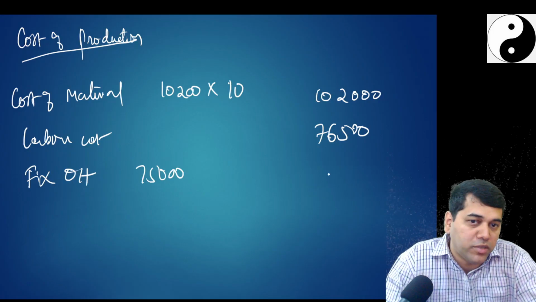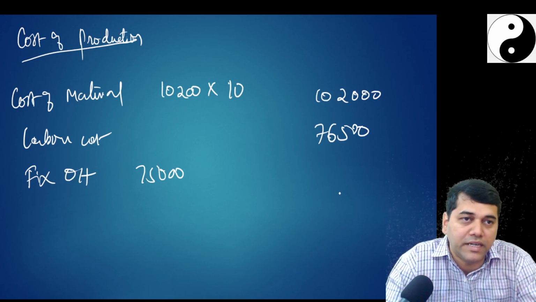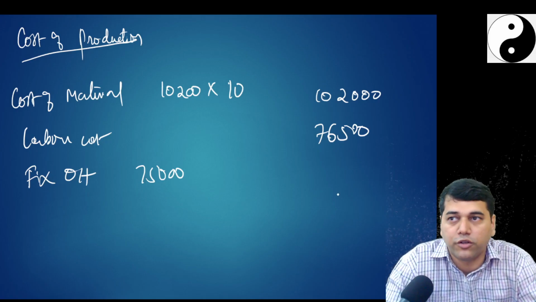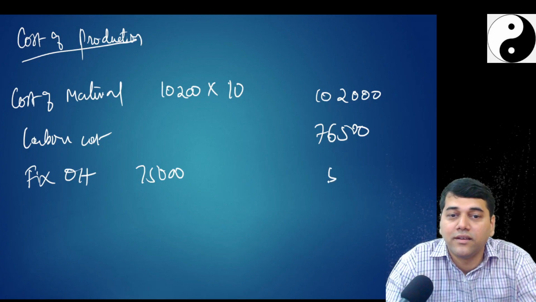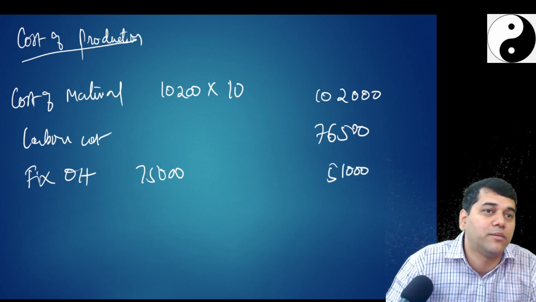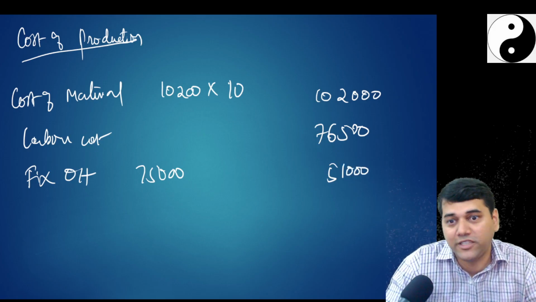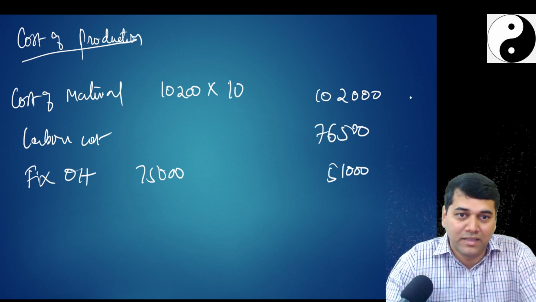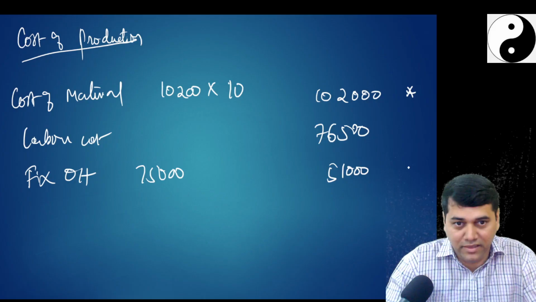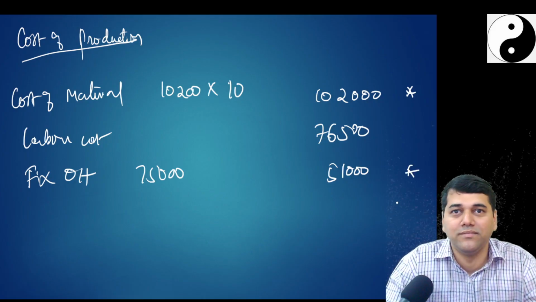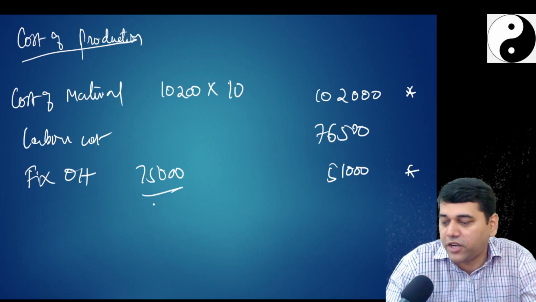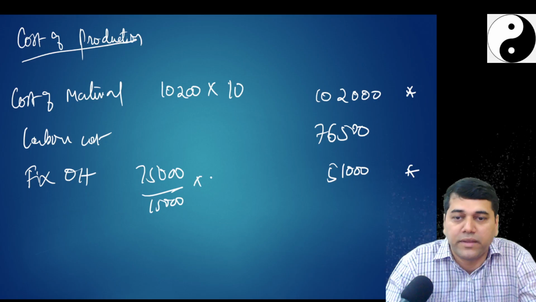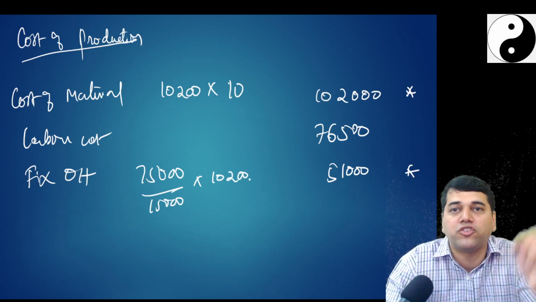So can you tell me how much is my value of the overhead I am going to allocate to the inventory valuation? 50? Others, what is your number? I would like to hear at this point of time, because this is a slippery area. Everyone okay? 51,000? Yes. 75 divided by 15,000, which is my normal capacity, into 10,200, which is my actual production.